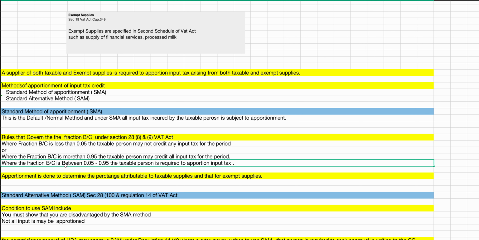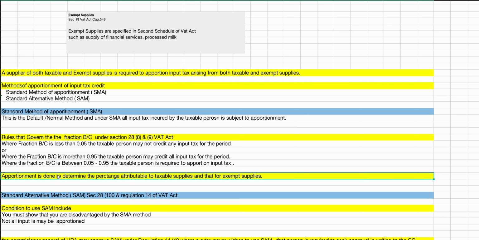So as you have seen, where the fraction is between 0.05 and 0.95 we will apportion, and in most cases our fraction will be between here, which pushes us to our next topic. Apportionment is done to determine the percentage attributable to the taxable supplies and that for the exempt supplies. Where are we apportioning? Basically, we want to claim only that percentage that is attributed to the taxable supplies. That's what the taxman is interested in.